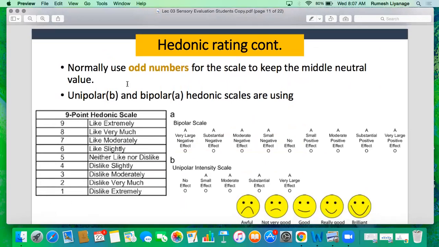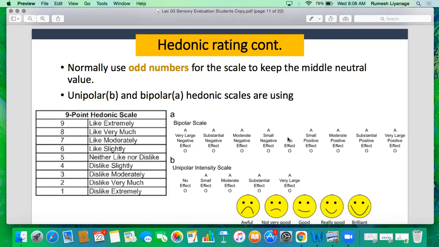It means we use such numbers. Normally we use odd numbers. That is the reason I was waiting, right? I was waiting for your answer. Normally we use odd numbers. What is the reason for using odd numbers? To maintain the middle value 0 or neutral. It means if it is a bipolar test, right? If it is a bipolar test, in the middle value you can see no effect.